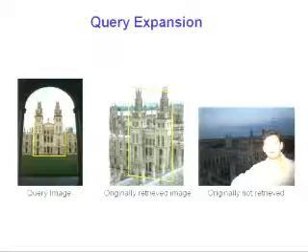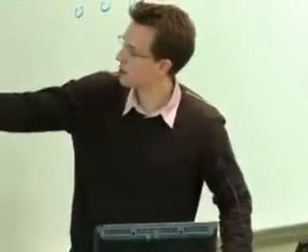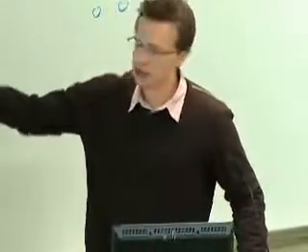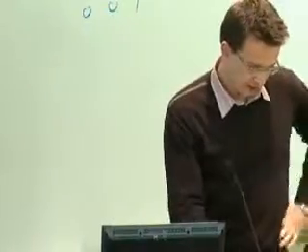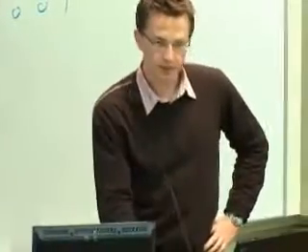Here's another example. So we have the query image on the left, an originally retrieved image in the middle, and an image which wasn't retrieved by this query. So it's dark and there's occlusion. So there simply weren't enough visual features shared between them to match it.